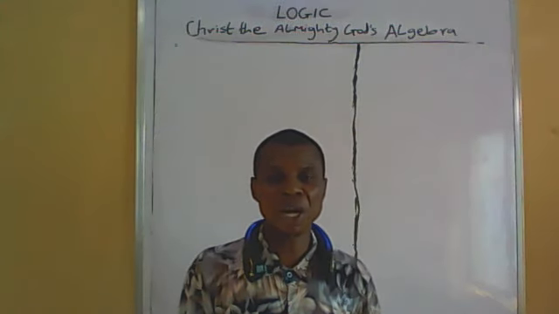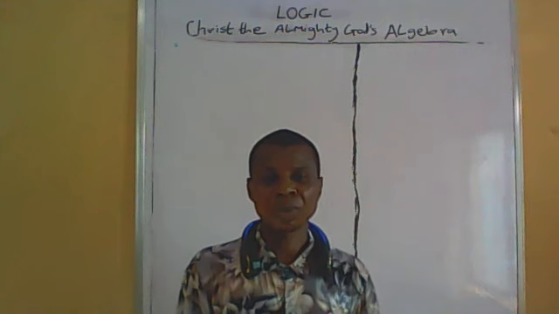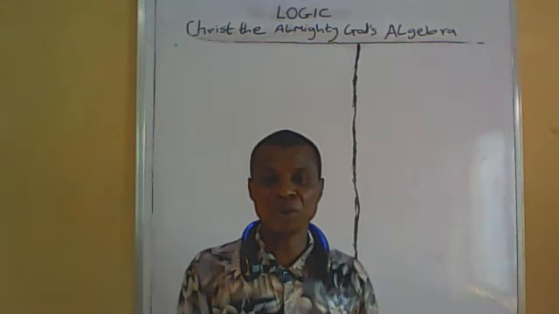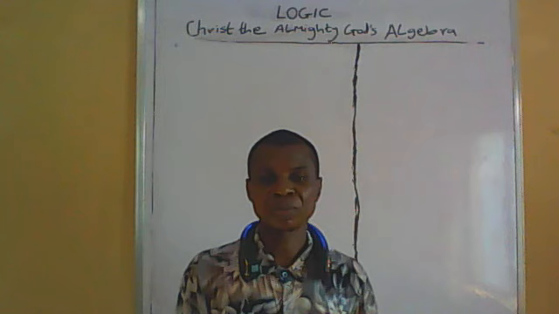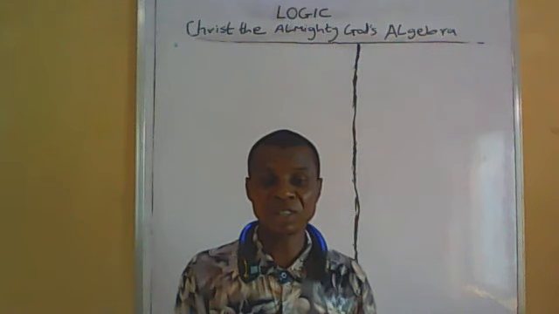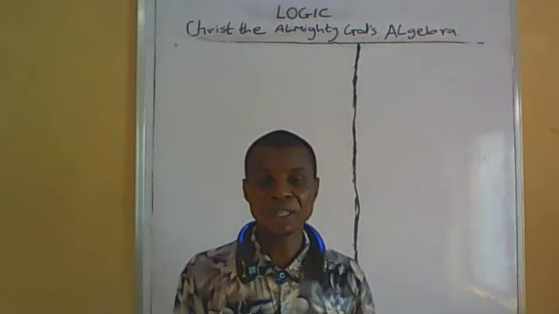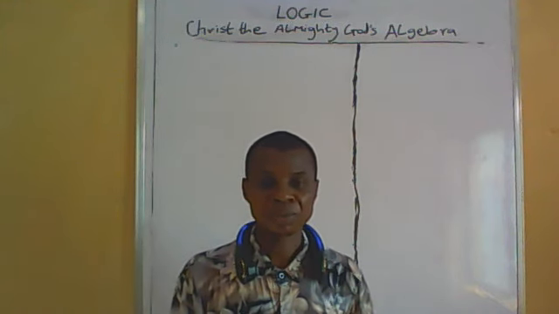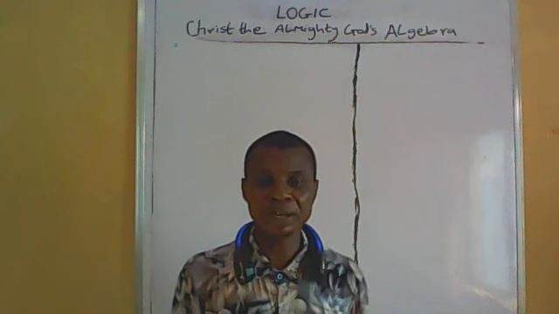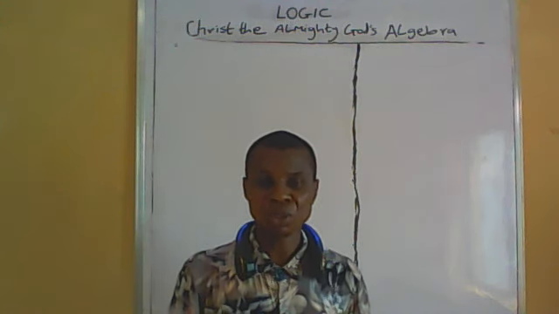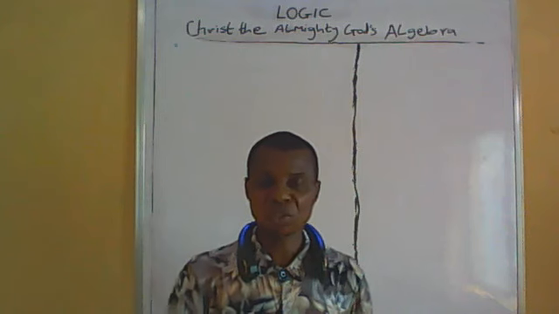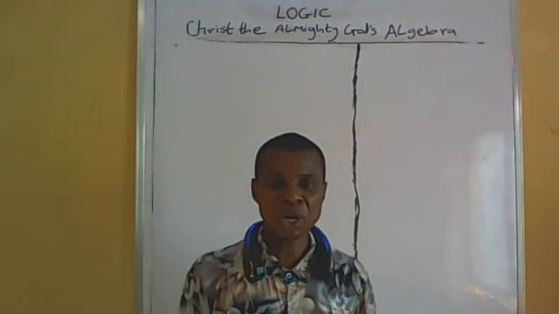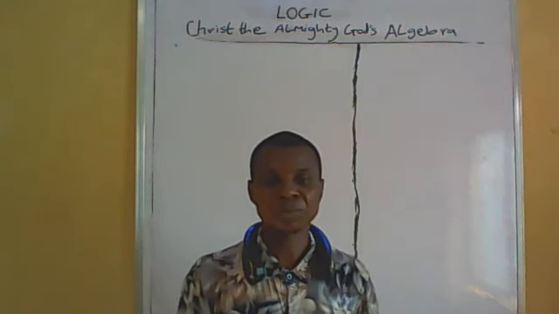We are still under logic. We have entered into Boolean algebra. In this Boolean algebra, we are going to deal with logical equivalence, that means laws and the like. That means logical equivalence and logical implication. We are going to deal with them under this subtopic called Boolean algebra.